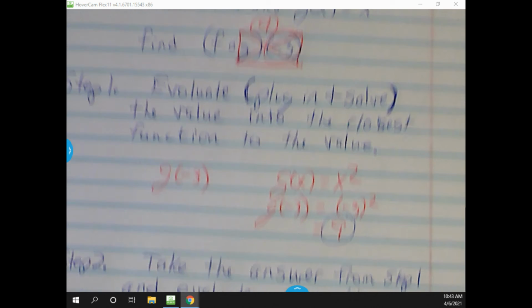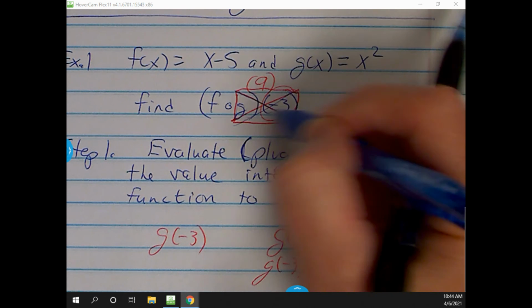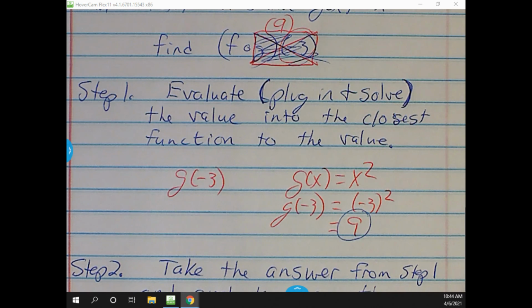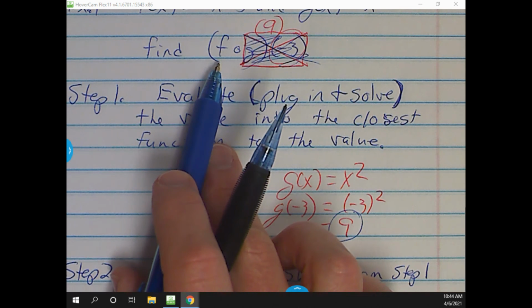Okay. And again, it's just basically crossing one thing off. We've already done g of -3. We did this one, so now this thing is done. We're going to replace that with 9. And once we've got the 9 there, we're going to take that 9 and plug it into whatever function is left over, which would be the f function.